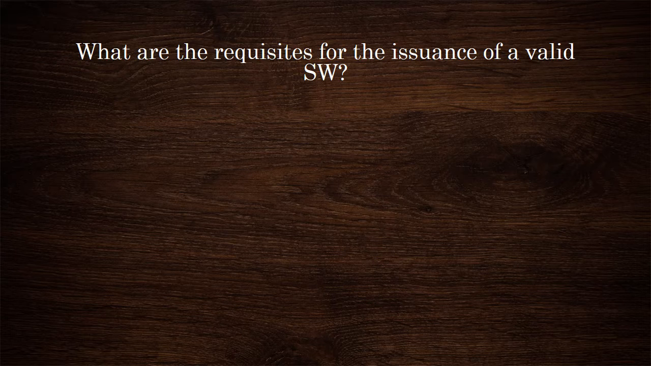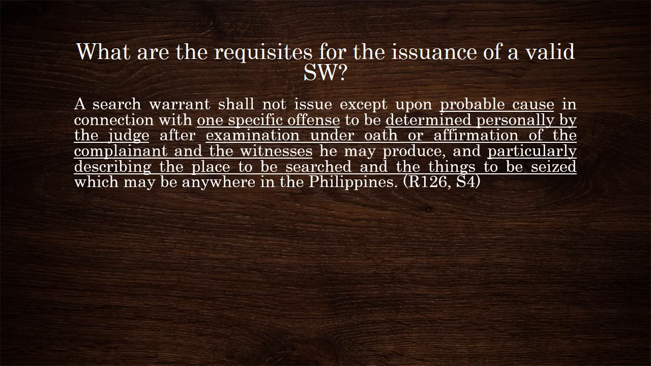What are the requisites for the issuance of a valid search warrant? Rule 126 Section 4 states, a search warrant shall not issue except upon probable cause in connection with one specific offense to be determined personally by the judge after examination under oath or affirmation of the complainant and the witnesses he may produce, and particularly describing the place to be searched and the things to be seized, which may be anywhere in the Philippines.